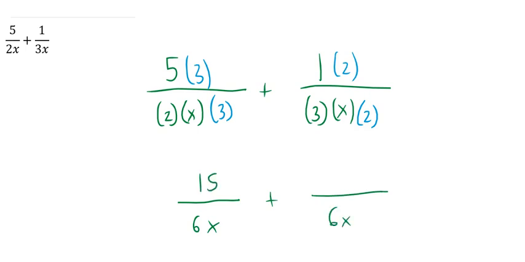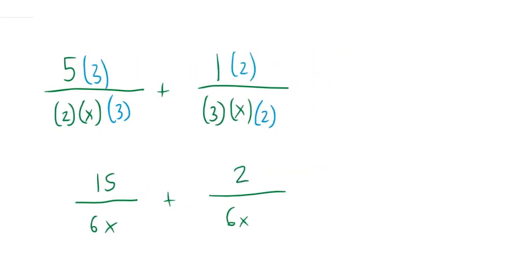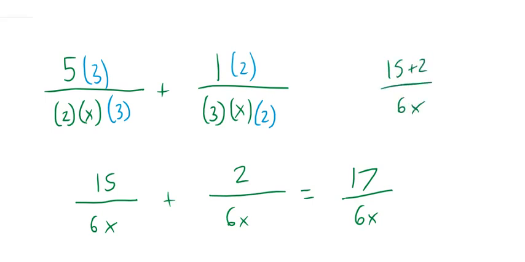First fraction is 15 on top. The second one is 2. 15 plus 2, that makes 17 over 6x. I just did 15 plus 2 over 6x. 17 over 6x. Does it simplify? Does it factor and things cancel? Nope, nothing factors, nothing simplifies.